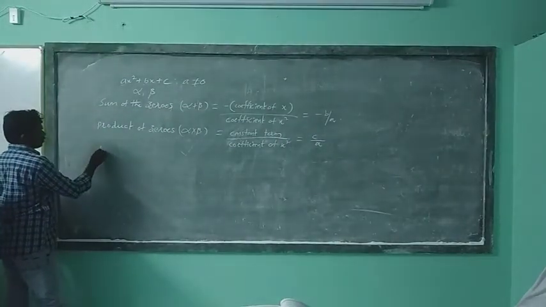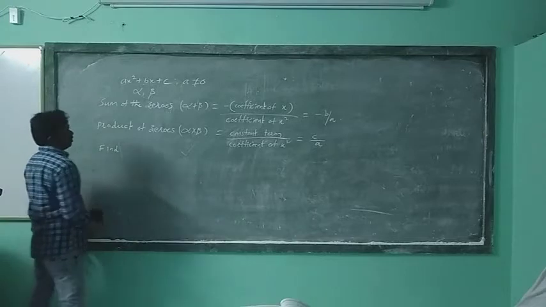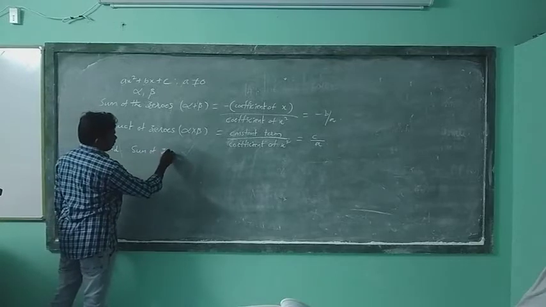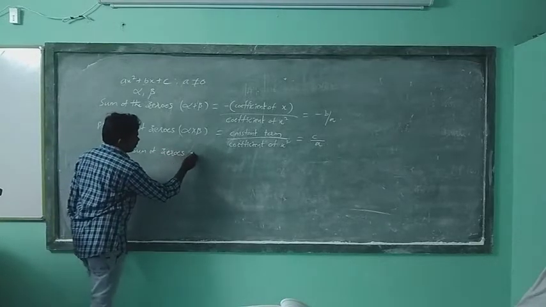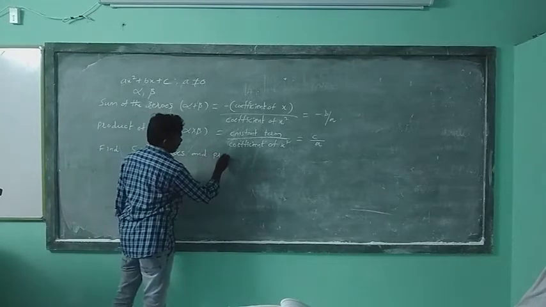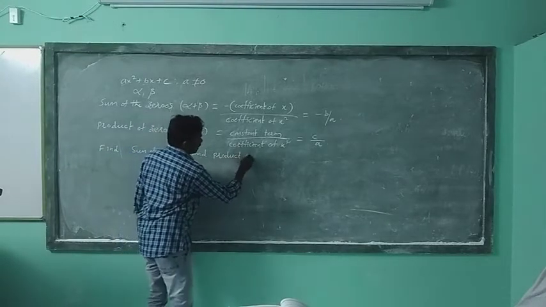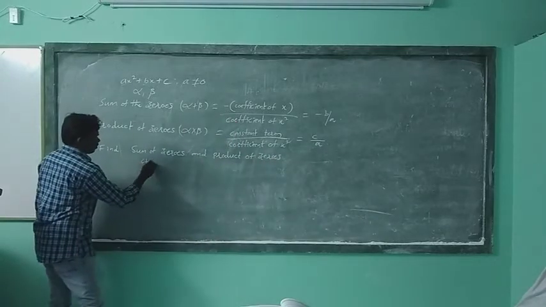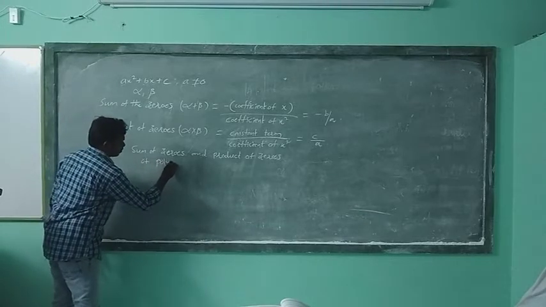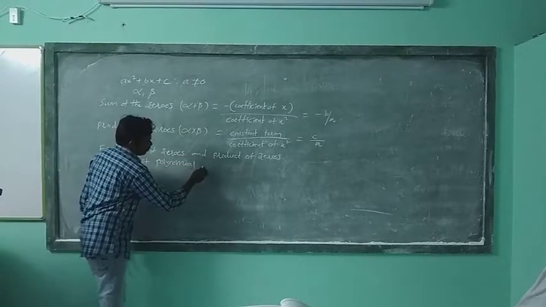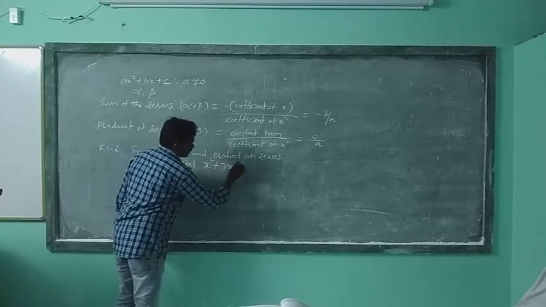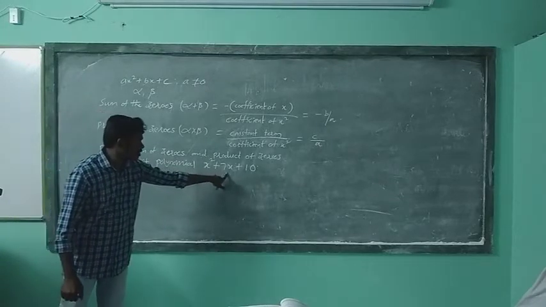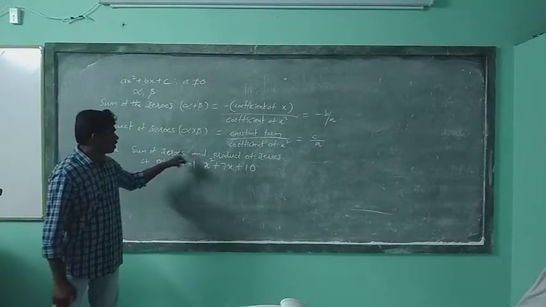Problem 5: find the sum of zeros and product of zeros of the polynomial x square plus 7x plus 10. Here the given polynomial is x square plus 7x plus 10. Find the sum of zeros and product of zeros.